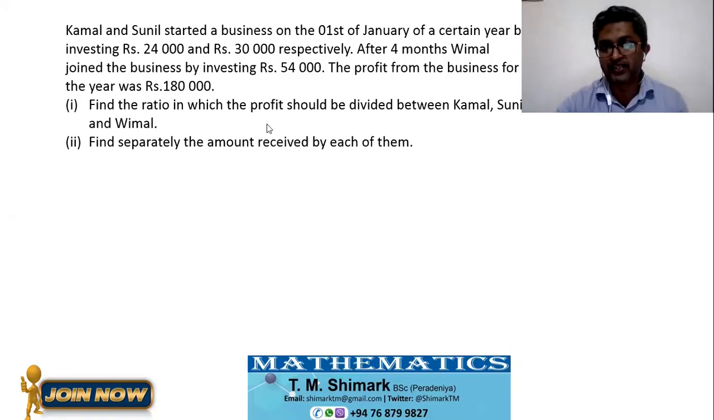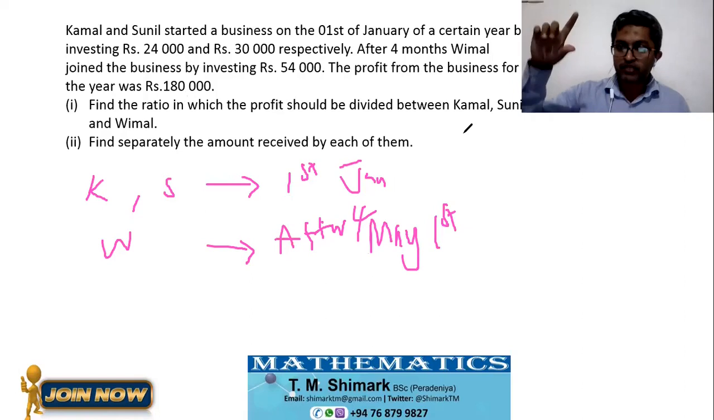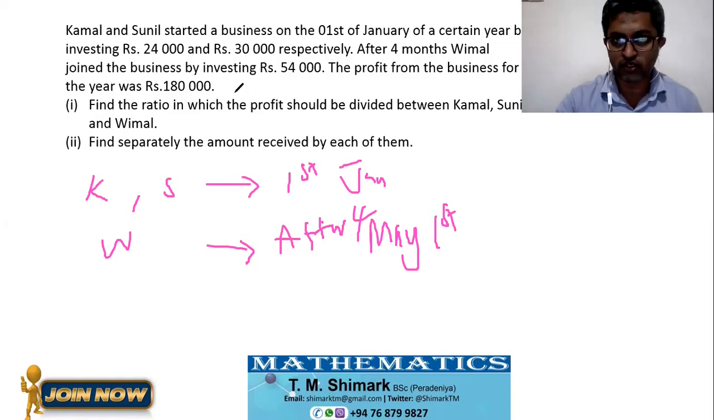Explain, you do it and send me the answers. Put a chart like the earlier ones. Put the starting period and the total months you find. And find period into investment for all these three, Kamal, Sunil and Vimal. Then divide them, get the ratios, make it the simplest form, and then you can find the profit shares, because 180,000 is the total profit.